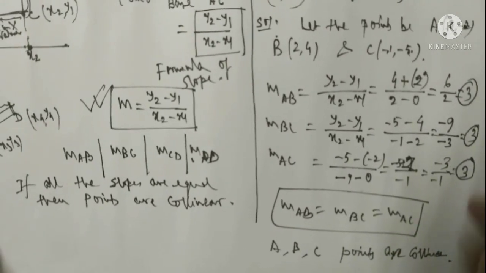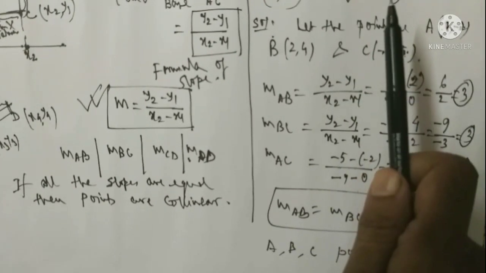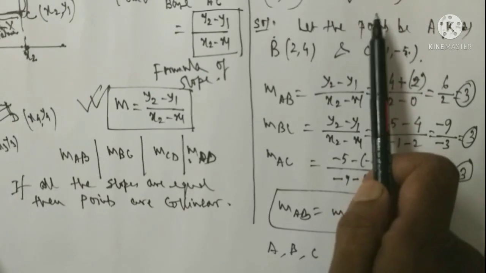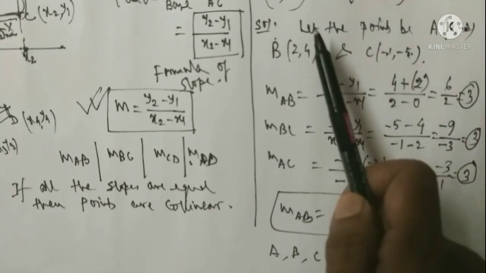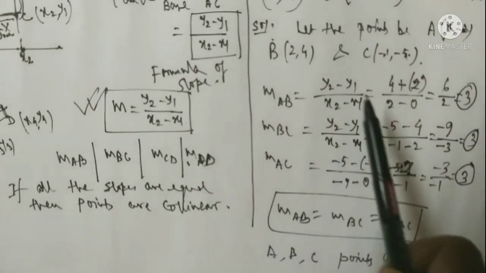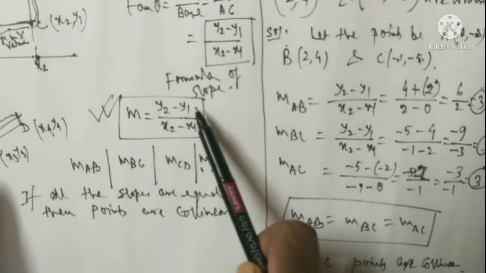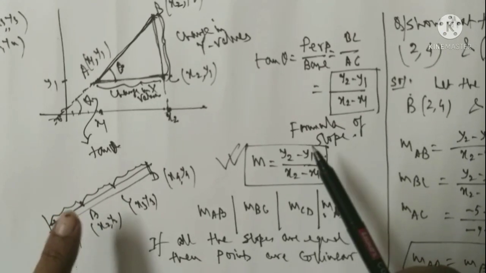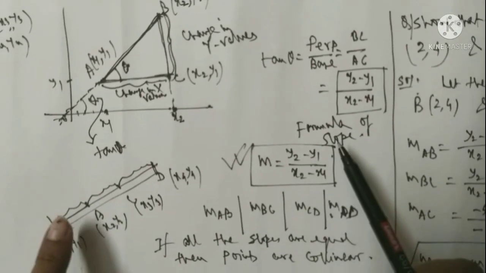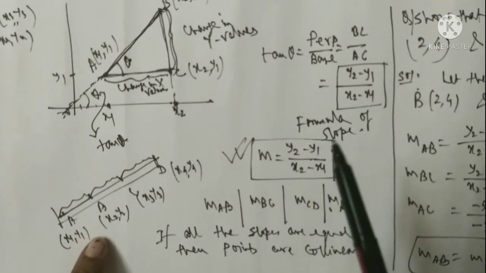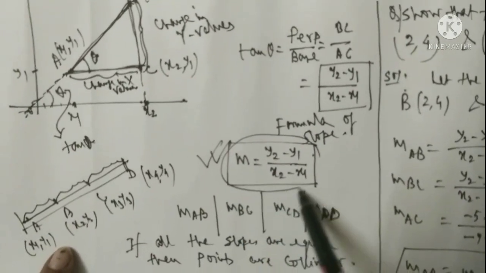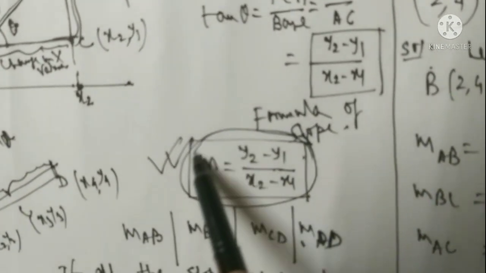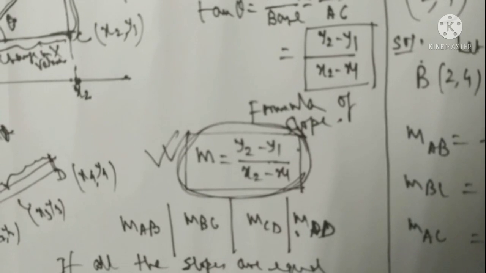Now, to prove the collinearity of the points, we use the slope concept, and the slope concept is very important for physics, chemistry and mathematics and in other disciplines also, and you can use the m value everywhere.